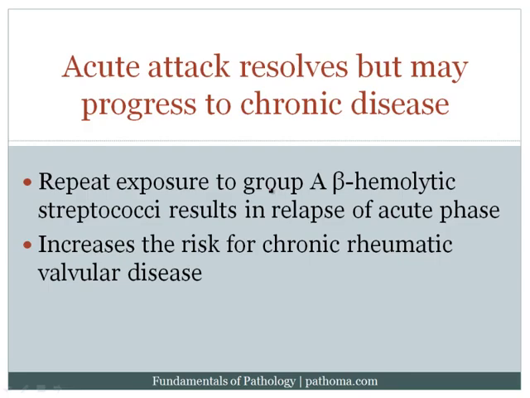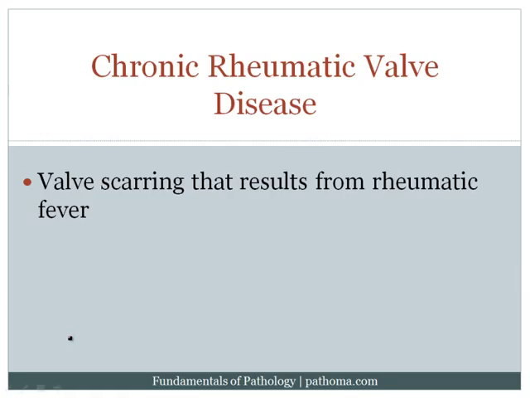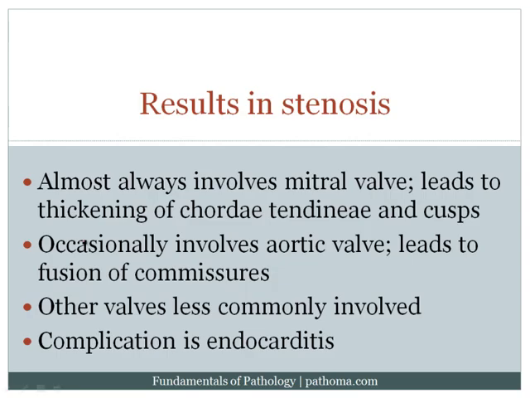Now the acute attack will eventually resolve, assuming that the patient doesn't die from the myocarditis, but it can progress to chronic disease, so you can actually develop chronic rheumatic heart disease, and that occurs when there's repeat exposure to group A beta hemolytic strep, which then results in a relapse of the acute phase, and each time you relapse the acute phase, it increases the risk for chronic rheumatic valvular disease. And chronic rheumatic valvular disease is basically scarring that occurs from a bunch of acute attacks. This scarring will result in stenosis, which means that you're going to tighten the valve and make it difficult to push anything through it. And it almost always involves a mitral valve.